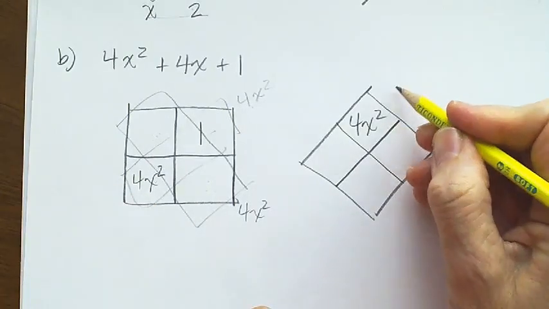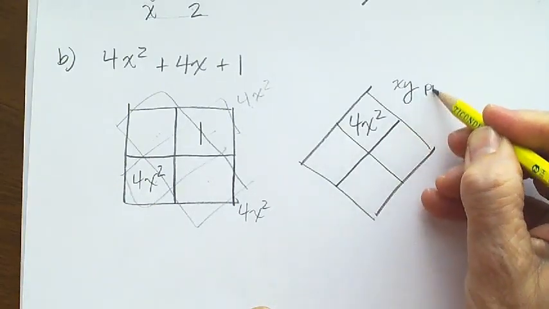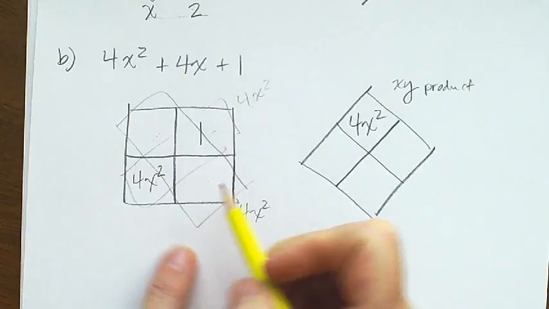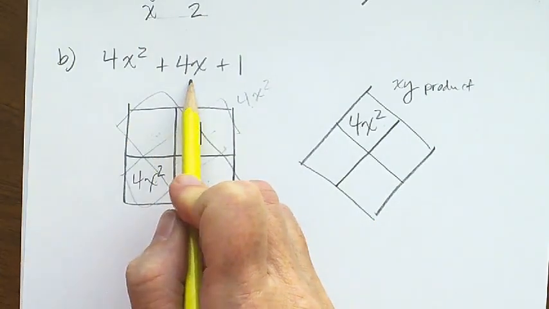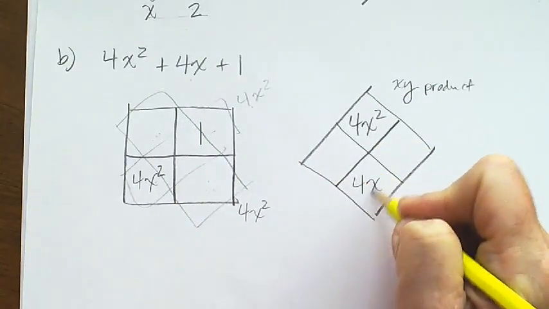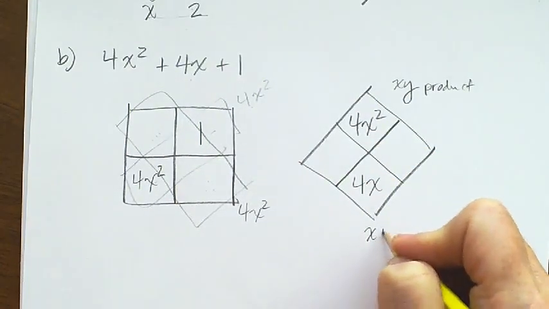That's your product. And then you know that when you add these, you're going to get positive 4x. So that's why 4x goes on the bottom.